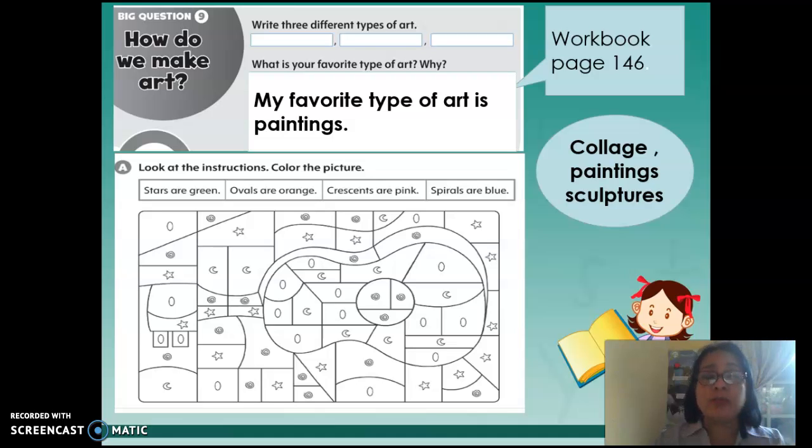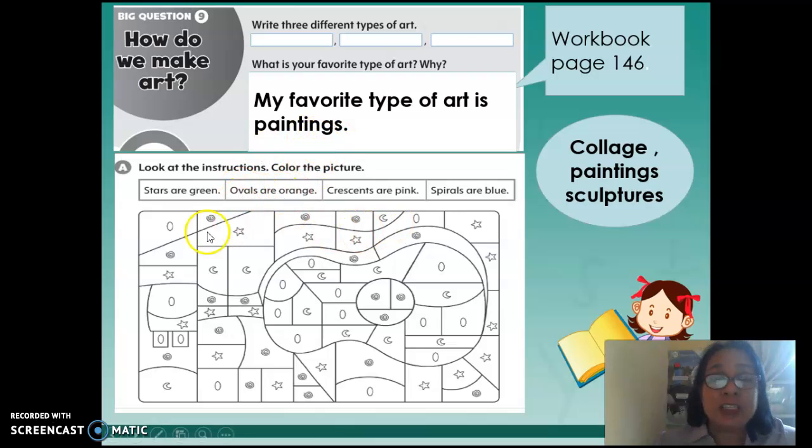My favorite type of art is paintings. But if you have another favorite type of art, you can write it down. Okay? I will recommend you to write my favorite type of art is, and if you want, you can substitute paintings for your favorite one, okay? And you will have a complete answer. Now, you will do a piece of art here too in the exercise A.